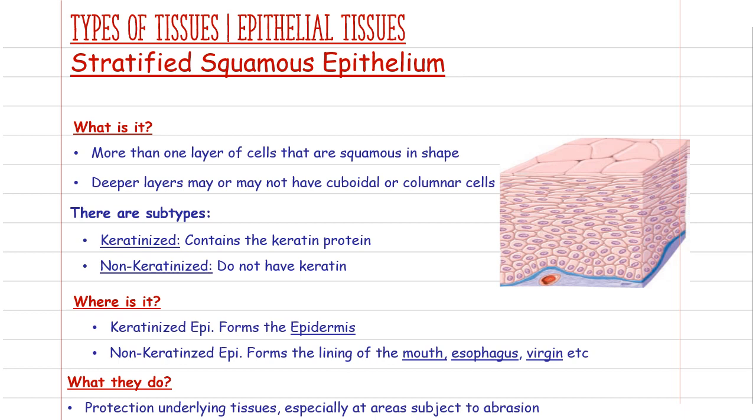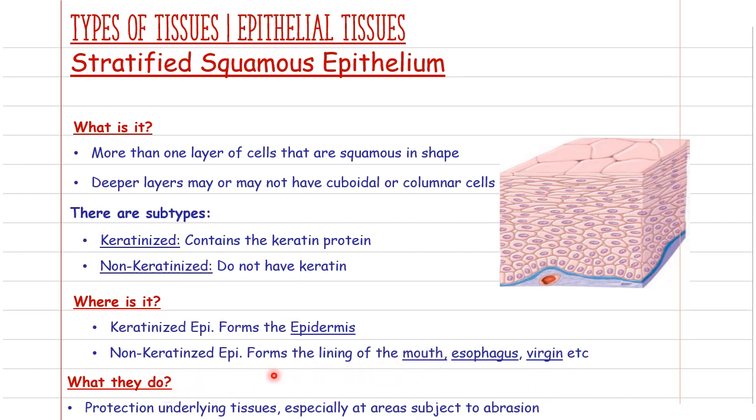Where are these found? The keratinized stratified squamous tissues form the outer covering of our body. That's the epidermis. So when you look at your body, what you see there is this keratinized stratified squamous tissue. When it comes to the non-keratinized form, you'll find it lining the mouth, the esophagus, and the vagina. Those are places you find the non-keratinized stratified squamous tissue.